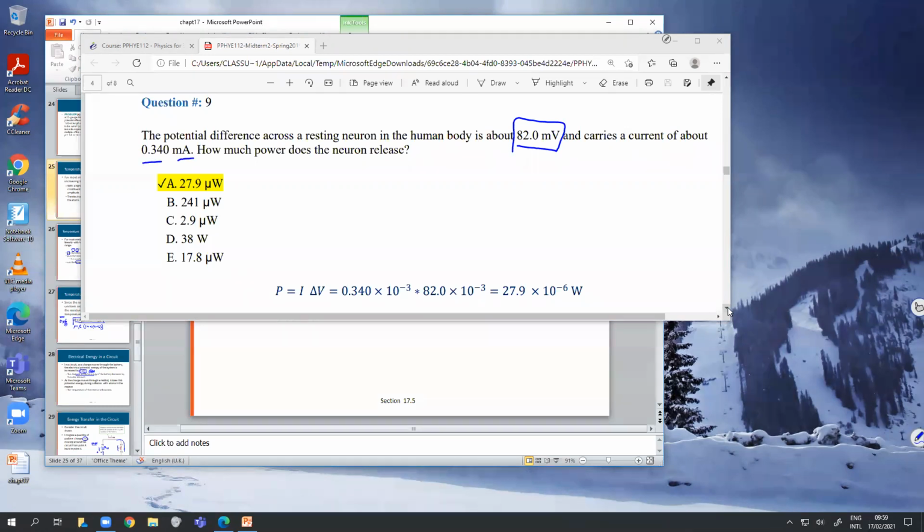How much power does the neuron release? So you now remember the equation for power is I delta V.